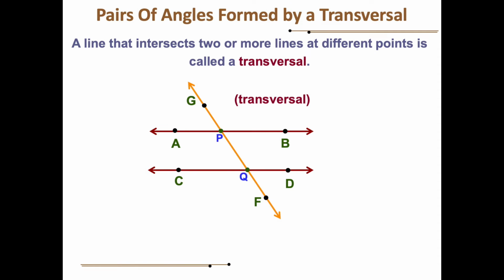A line that intersects two parallel lines, or two lines in general, is called a transversal. The transversal is a line that intersects two or more lines at different points. For example, in the image below, you can see that the line AB is parallel to CD, and the line GF passes through both lines. This makes it a transversal.